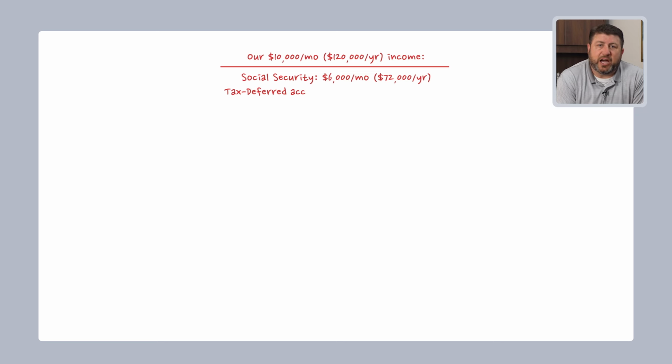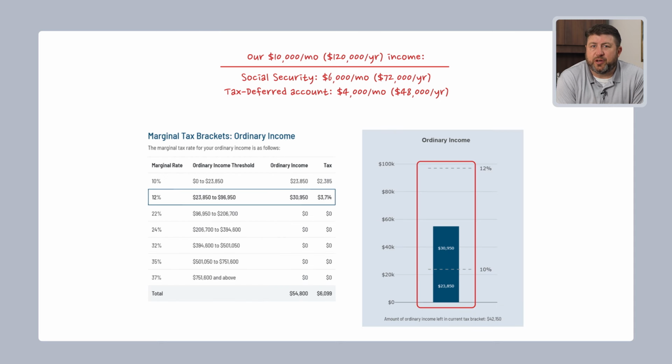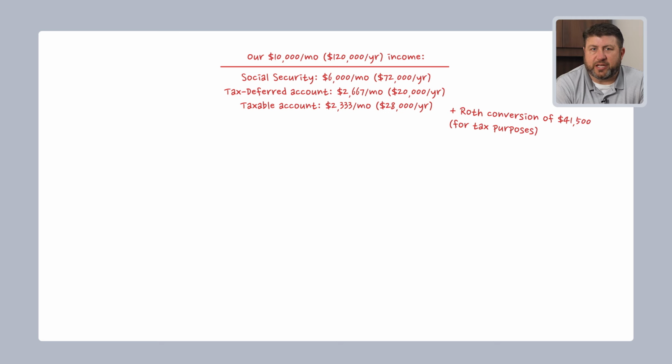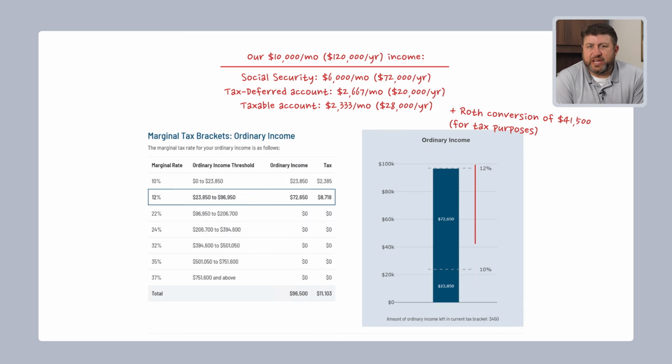We could take the entire $4,000 per month or $48,000 per year need from the tax deferred accounts. This begins to fill the 12% tax bracket, but you can see that we're almost $65,000 less than the income threshold. We could look at the same combination as before, taking $20,000 from tax deferred and $28,000 from a taxable account, but now let's fill the 12% bracket with a Roth conversion. Let's convert $41,500. You can see we've essentially filled the 12% tax bracket.